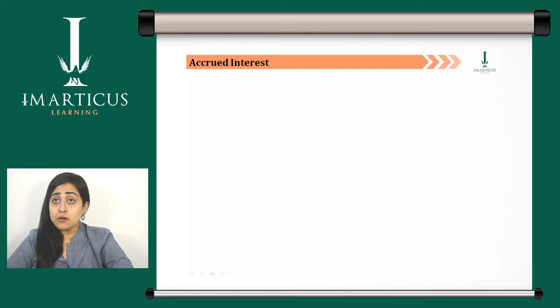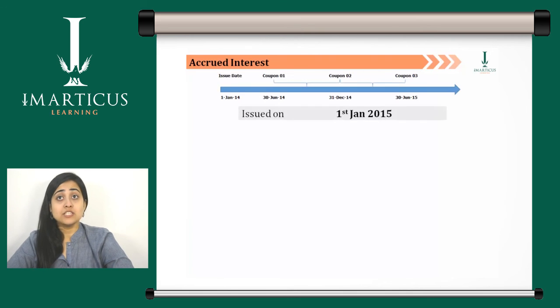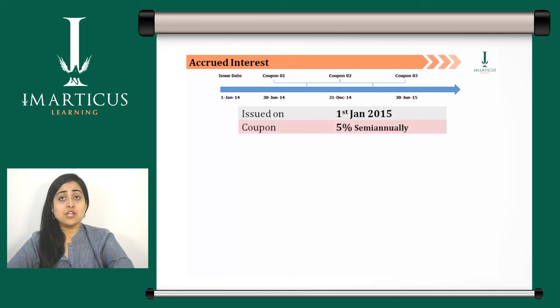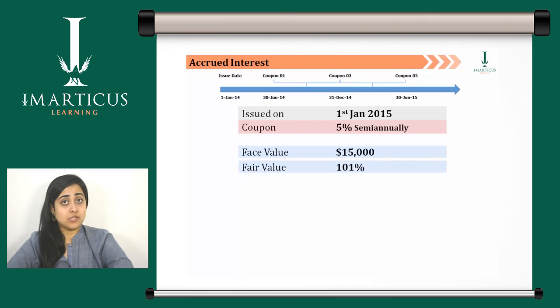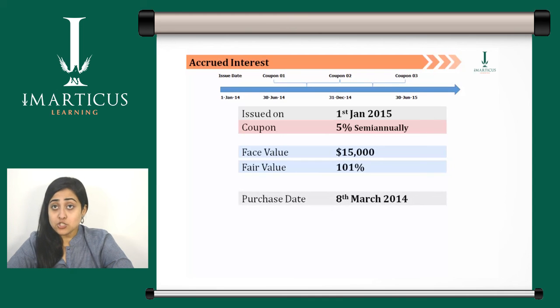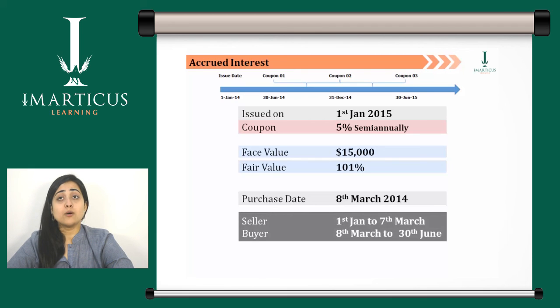Let's say you see a bond in the market with the following characteristics. The issue date of the bond is 1st January 2014. Coupons are semi-annually issued at the rate of 5%. The face value of the bond is $15,000 and the fair value is 101%. You decide to purchase it on 8th March 2015. Now the bond seller has held the bond from 1st January to 7th March. You will hold the bond from 8th March to 30th June.